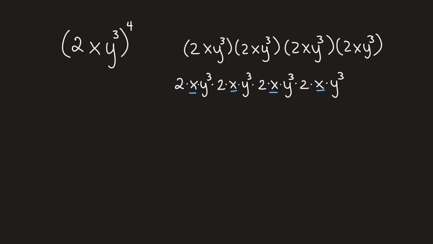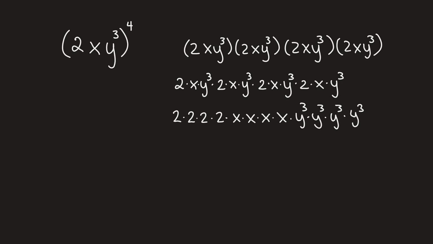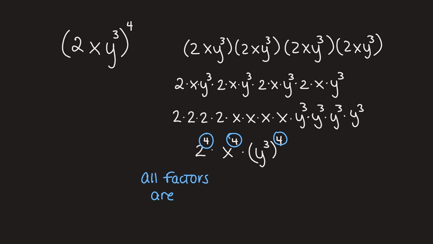And we can also reorder our factors so that the 2's are next to each other, and so are the x's, and the same for the y to the 3rds. The 4 factors of 2 can be written as 2 to the 4th. The 4 factors of x can be written as x to the 4th. And the 4 factors of y to the 3rd power can be written as y to the 3rd power raised to the 4th power. And this simplifies to 16 x to the 4th, y to the 12th.